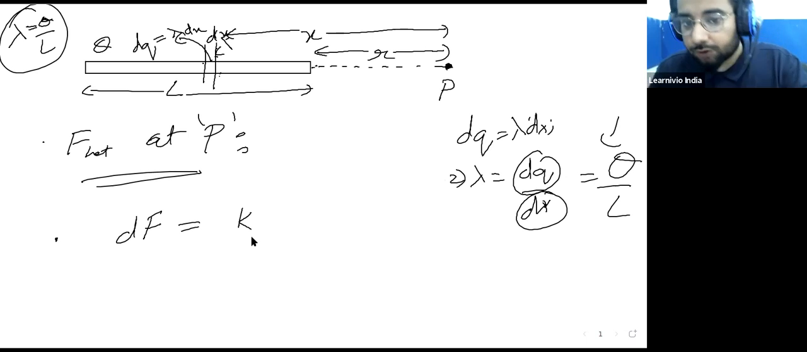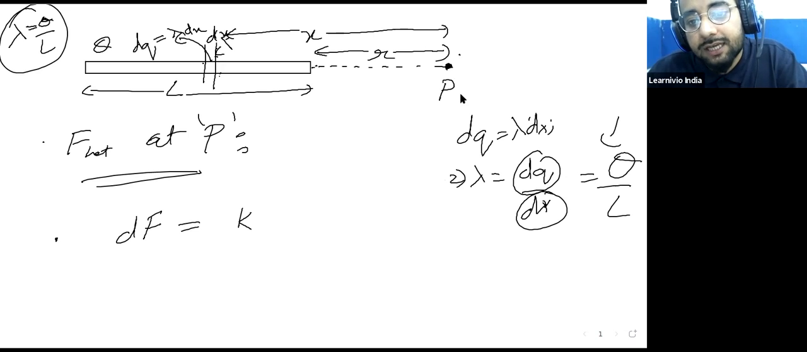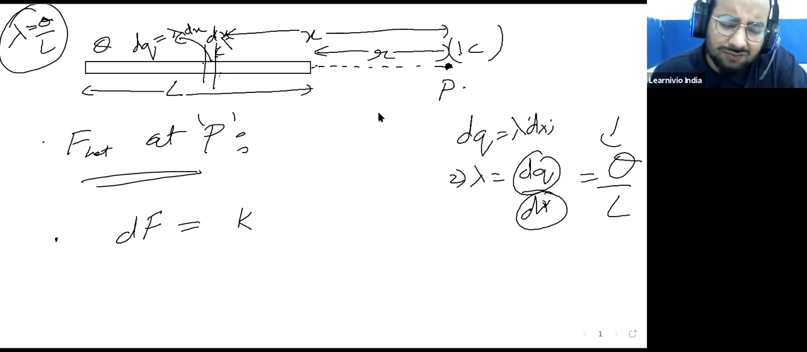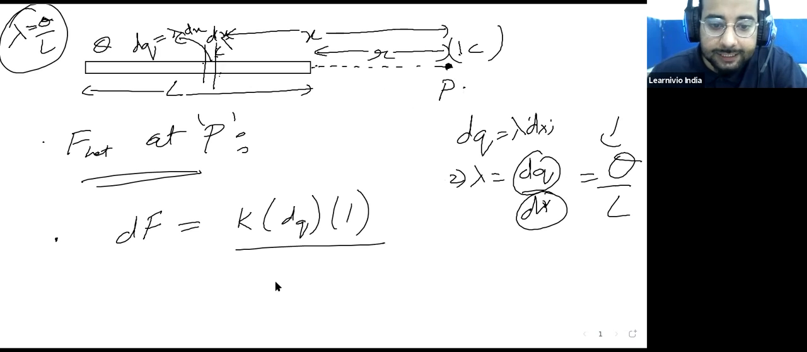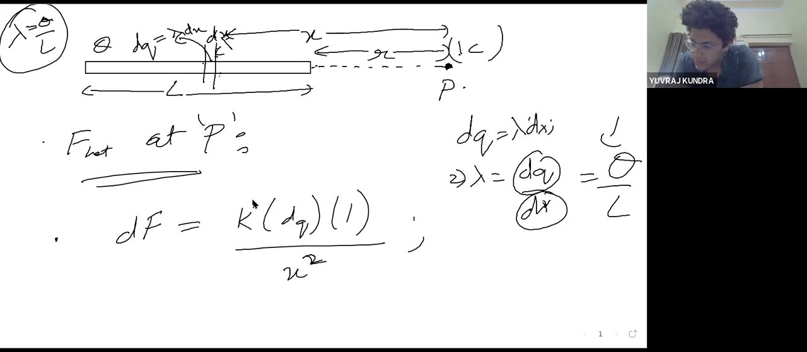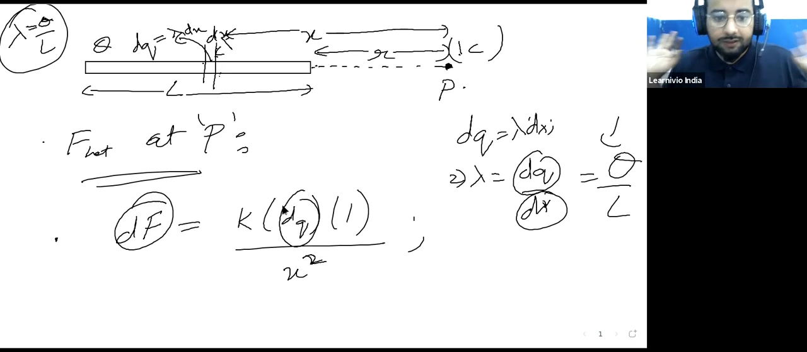Well, it's going to be according to Coulomb's law. It's going to be K, which is 1 by 4 pi epsilon naught, times, let's say this is a unit charge. So let's say this has charge 1. This has just 1 coulomb of charge. So a test charge has 1 unit charge. So you have dq, you have the one charge over, what is the distance? The distance is x. So you have x squared here. Lovely. So now notice you have a dF here and a dq here.